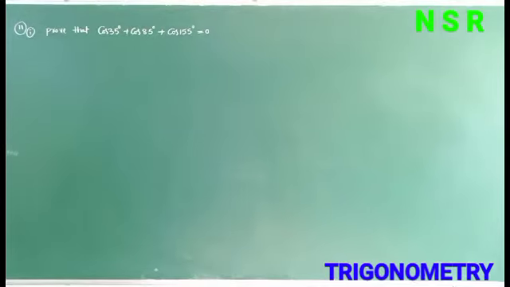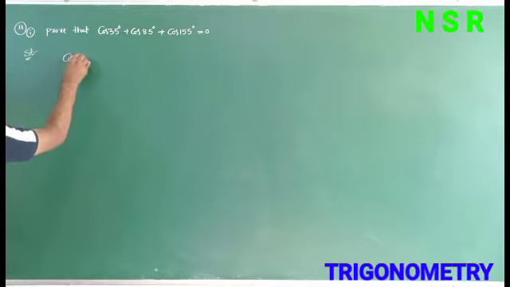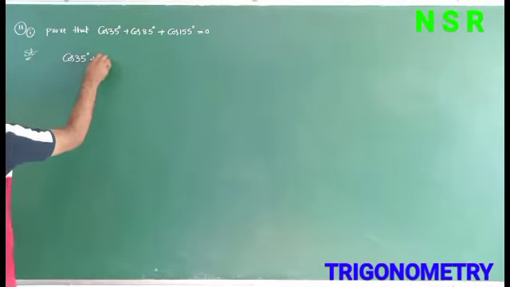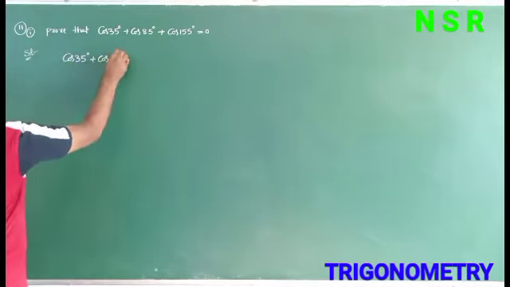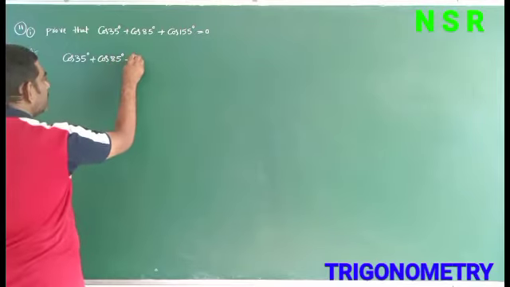So next, question number 11: prove that cos 35 plus cos 85 plus cos 155 is equal to 0. So cos 35 plus cos 85 plus cos 155.